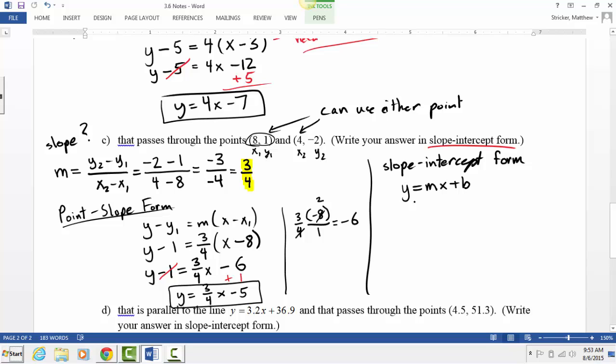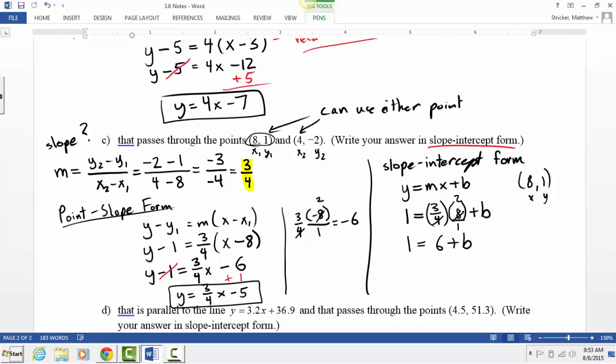So we have a y point. The y point is 1. Then we have m, which is 3/4. And our x would be 8. So if we use the point 8, 1, this is our x and our y. So this would be times 8 plus b. Remember, we already did this calculation. We think of this as 8 over 1. 4 goes into that twice. So this is 1 equals 2 times 3 is 6 plus b.